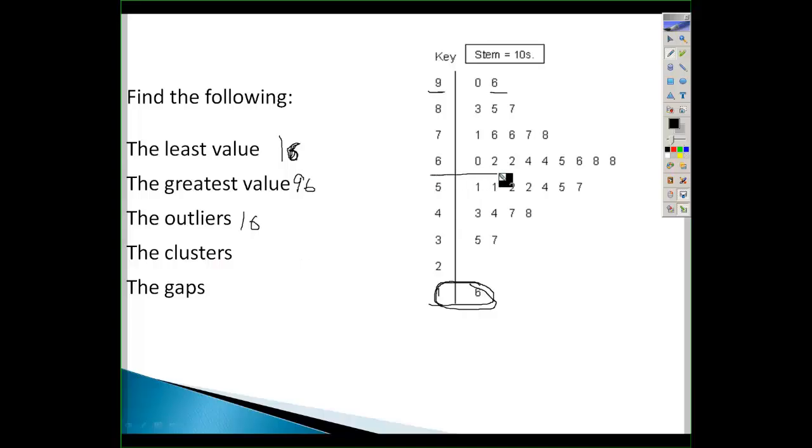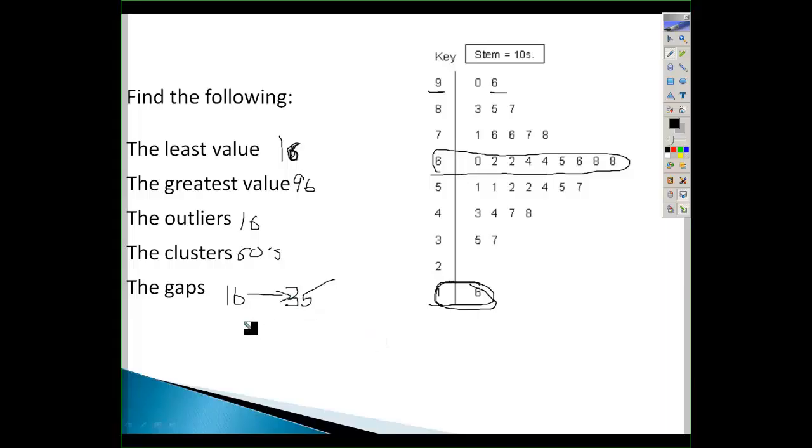For clusters, I would probably consider the 60s to be a cluster. There's a ton of numbers in the 60s. It's way more than anywhere else. So I'm going to say the 60s are a cluster. And finally, the gaps. Now, we said that there's an outlier at 16. Usually with outliers come gaps. There's a big gap from 16 all the way up to 35. That's a gap of 19. So I'm going to say there's a gap from 16 to 35.